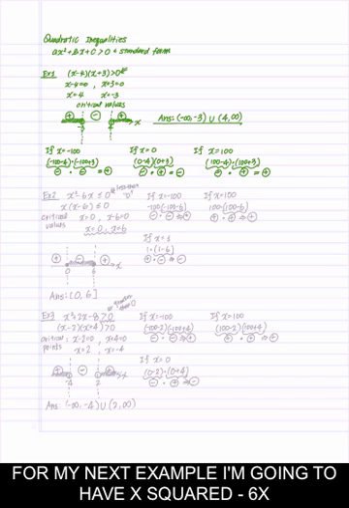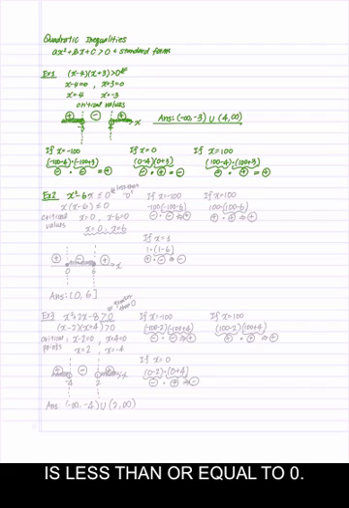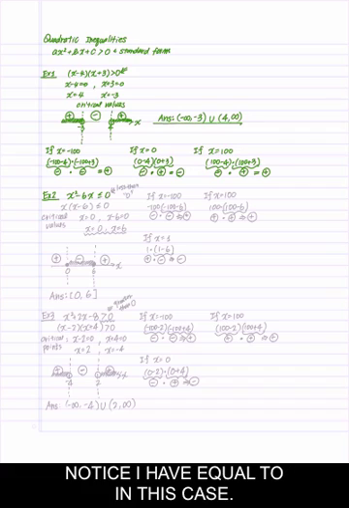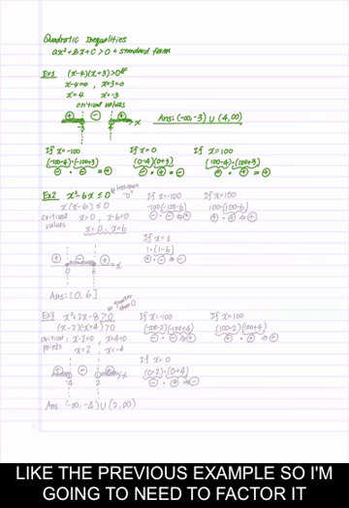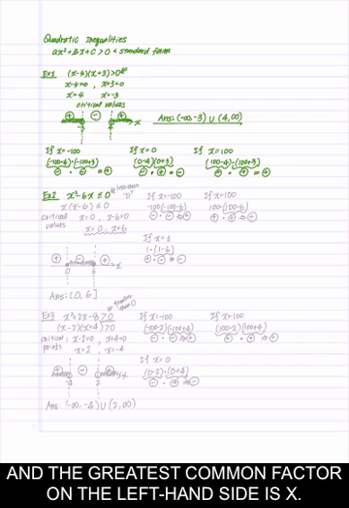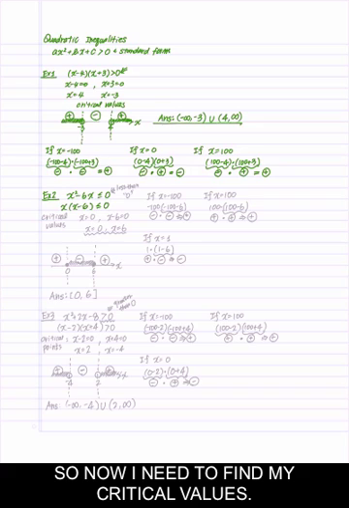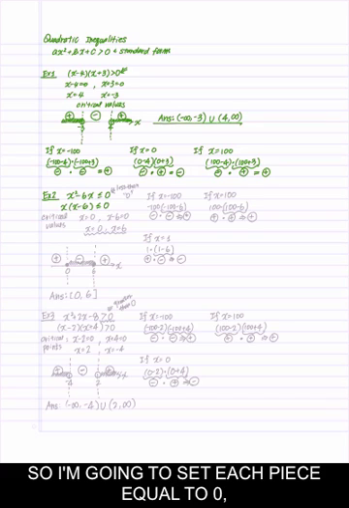For my next example, I'm going to have x squared minus 6x is less than or equal to 0. Notice I have equal to in this case. First thing I'm going to notice is it's not factored like the previous example, so I'm going to need to factor it, and the greatest common factor on the left-hand side is x. So now I need to find my critical values. So I'm going to set each piece equal to 0.